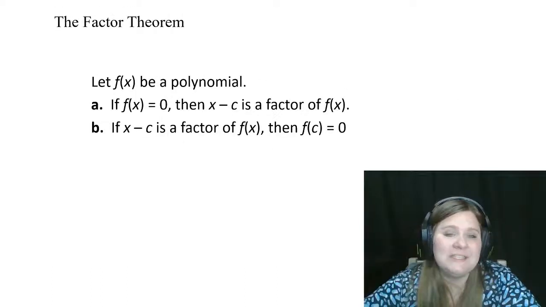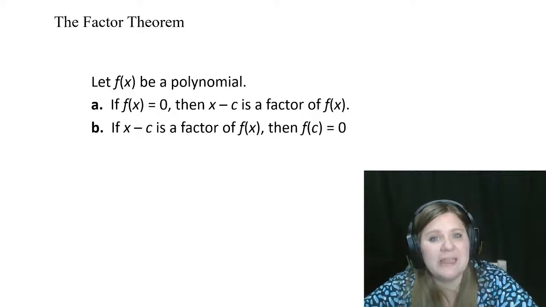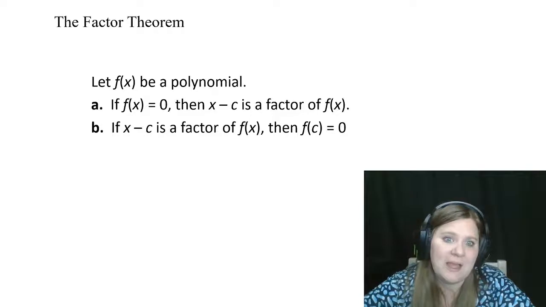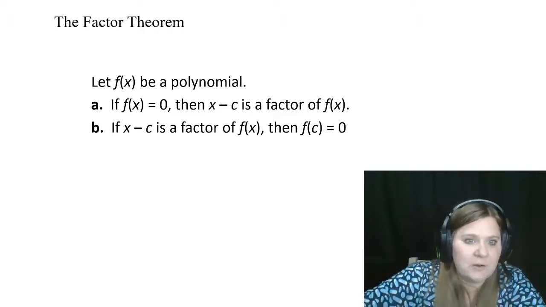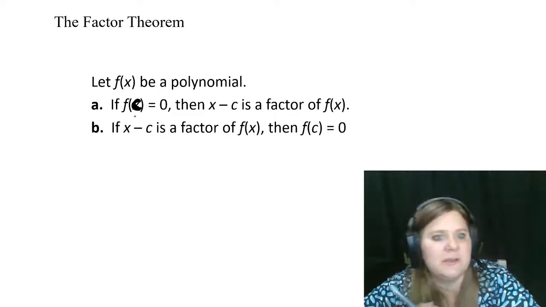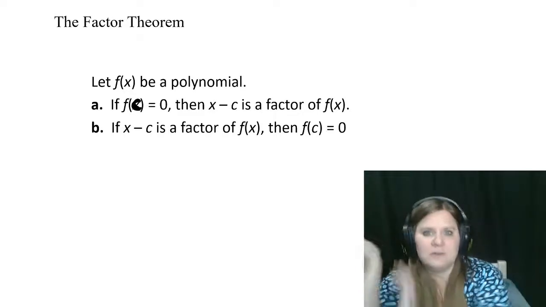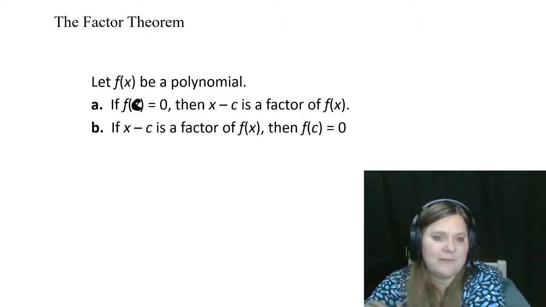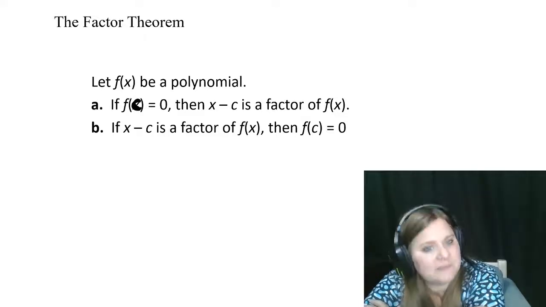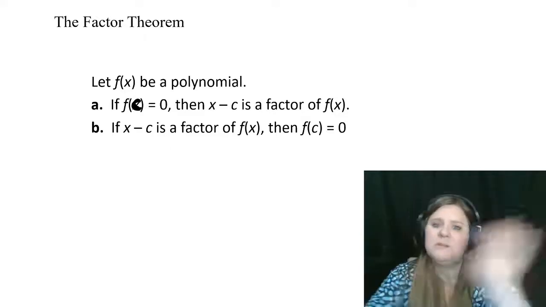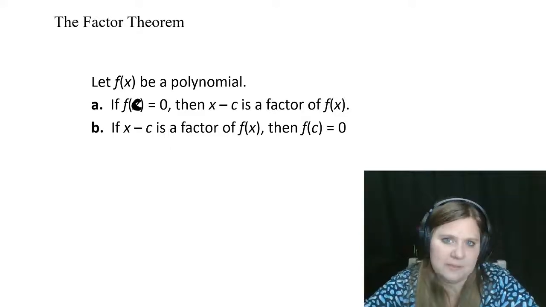Now, if f of x is a polynomial and we know that the function equals 0, then x minus c is a factor of f of x. Now, I normally write this as f of c equals 0. I find that's easier for me to remember what's going on. So if you plug in c, you get 0, then x minus c had to have been a factor of f of x. And if x minus c is a factor of f of x, then by definition, f of c equals 0. So in other words, it works both ways.